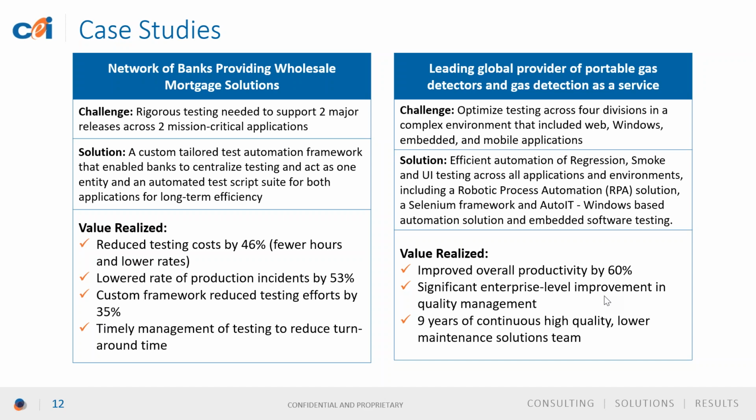CEI automated the regression suite, smoke tests, which were used to ensure key systems were up and available, and UI testing across all divisions and environments. We also created an RPA solution that leveraged the Selenium framework and AutoIT to automate testing for the organization's embedded solutions. If we look at the benefits for this organization, we saw a productivity increase of 60% due to the consistency and repeatability of the automated testing processes.